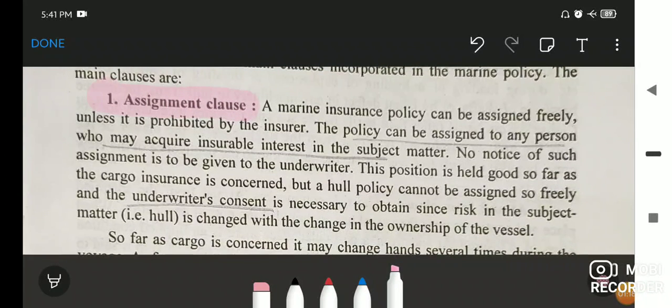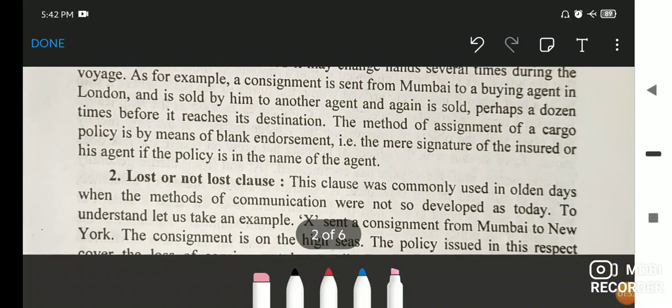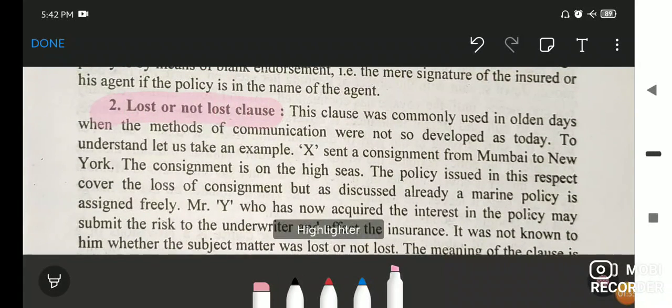First is the assignment clause. The policy can be assigned to any person who may acquire insurable interest in the subject matter. Whenever a person is assigning the insurance policy, this assignment will be done as a transfer of the insurance policy, and this can be assigned to any person who can acquire the insurable interest in the subject matter that is insured against the policy. So basically, in assignment, whatever parties that are entering into a contract must have some insurable interest in the subject matter.